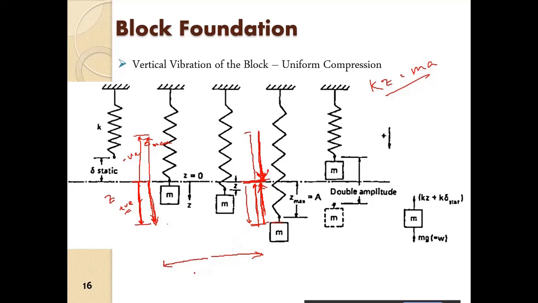So we have this phase. This is displacement, and this is acceleration. Okay, so as the mass moves down, the acceleration will be increasing upward. So acceleration is always directed towards the equilibrium condition.